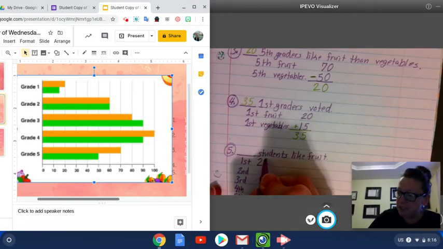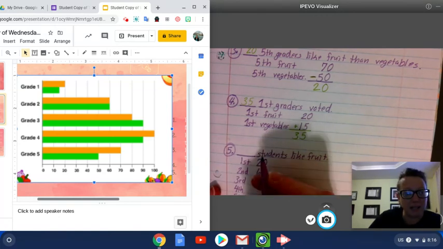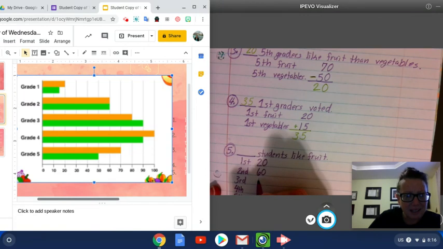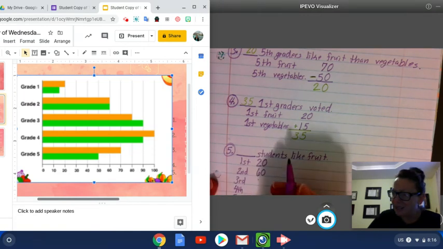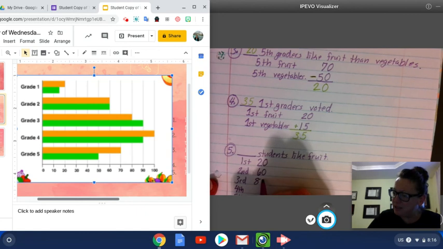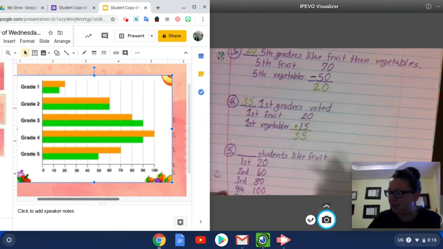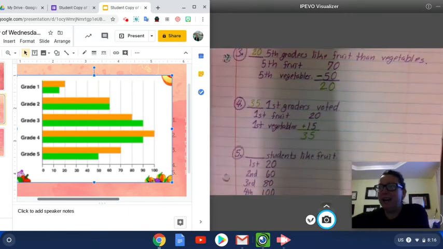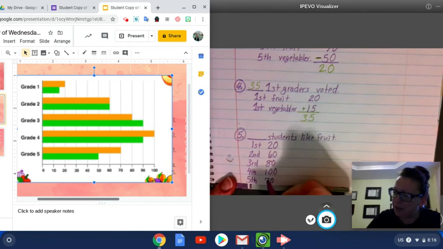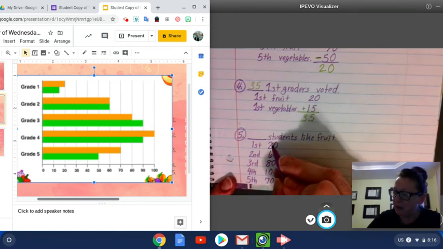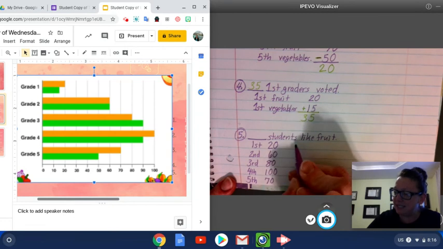So 20 students in first grade, 60 students in second grade, 80 students in third grade, 100 in fourth grade, and 70 in fifth. What would I need to do with all these? Great. I need to add them. And I don't want to go straight down. You can break it up. 20 plus 60 is what? 80.